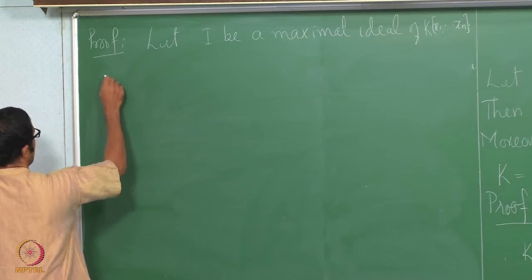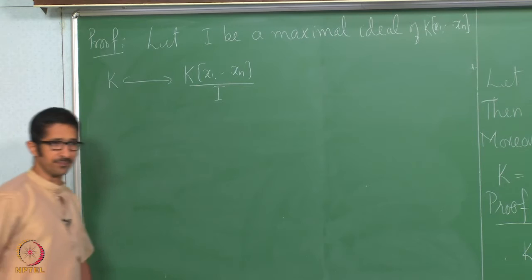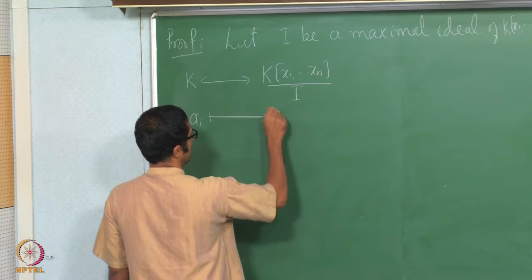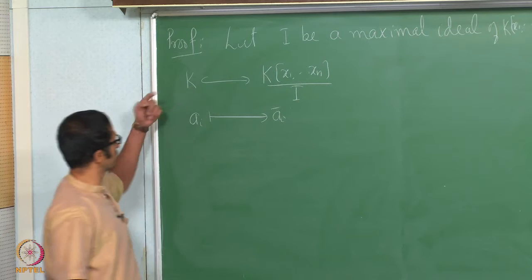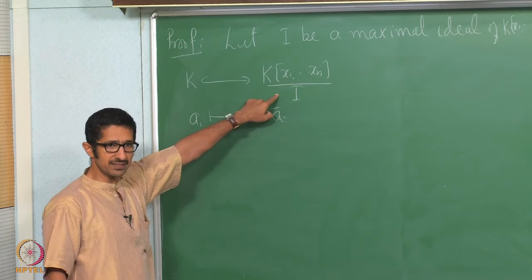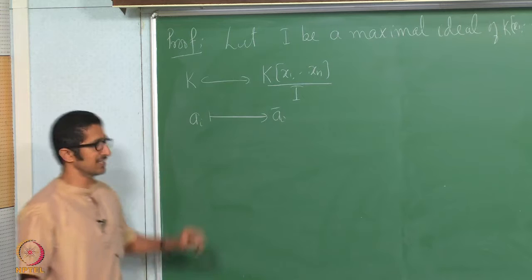Then I have this map from K injecting into K[x1, ..., xn] modulo I. This is the map sending a to a bar. For any K algebra, K sits inside the K algebra in this form. K is a field, so this map is always injective: if it is non-zero, it has to be injective. If I is a maximal ideal, this map has to be non-zero. Therefore, it has to be injective. So, this K sits inside this in the natural manner.